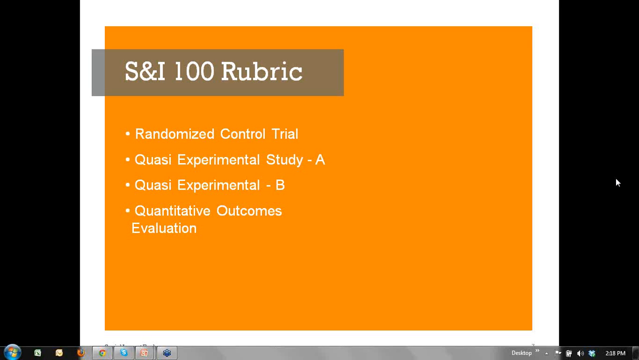A couple of things I'd really like to emphasize from Fred's discussion is, again, the purpose of the S&I 100 rubric is the fact that we recognize that there have to be options in the field other than a randomized control trial when doing an evaluation, and that while RCTs are considered the gold standard, they're not necessarily the only option for effective evaluation. So hopefully, Fred's examples especially highlighted how other options can be equally as effective.